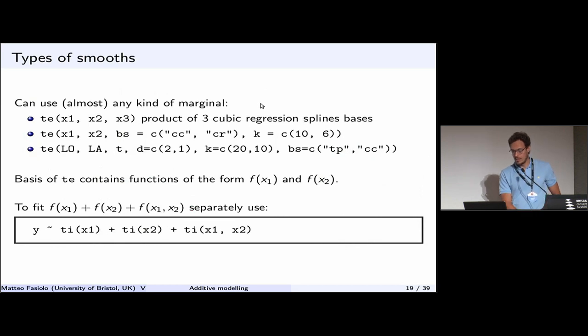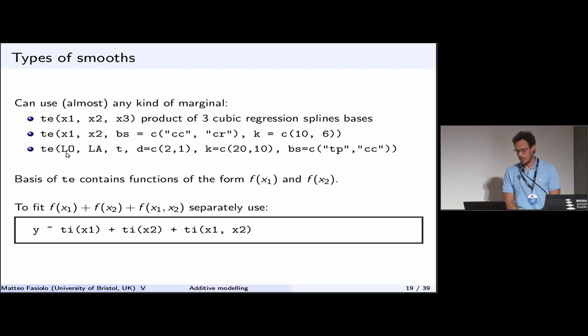And then we can build this kind of tensor product smooth basis using almost any kind of marginal basis. If you just call TE and say x1, x2, x3, then you will construct a tensor product smooth using three cubic regression spline bases. But otherwise, you can choose what kind of basis you want to use for the margins. For example, you can say I want a tensor effect of 2 variables, x1, x2, using a cyclic smooth across x1 and a cubic regression spline across x2. And then you have to provide a vector of basis dimensions, so the number of basis functions you want to use. And you can do even more complex stuff.